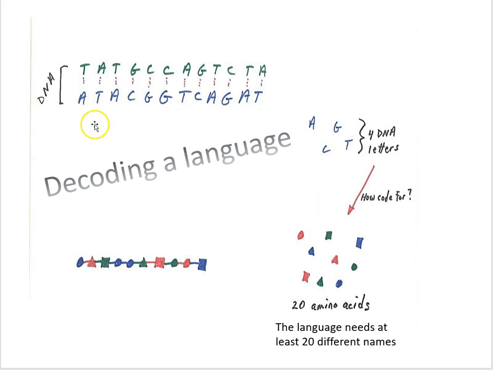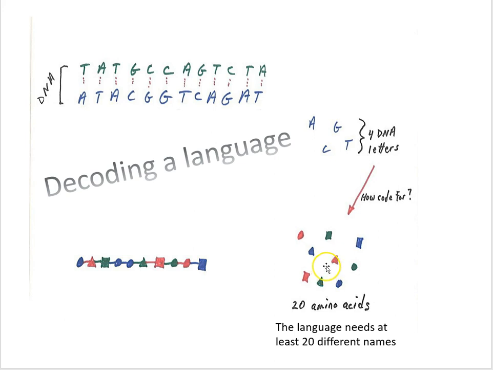So what about a 2-letter code? Maybe the first 2 letters, the sequence of 2 letters here, the AT, maybe that sequence of 2 letters specifies the first amino acid, and then the AC specifies the next amino acid, and then the GG specifies the third. Well, we can do the math, and we can figure out how many possible 2-letter sequences there are. When you have 4 DNA letters, there are 16. Still not enough names for the 20 amino acids.